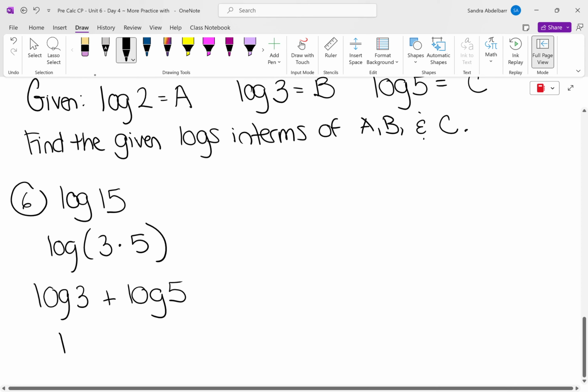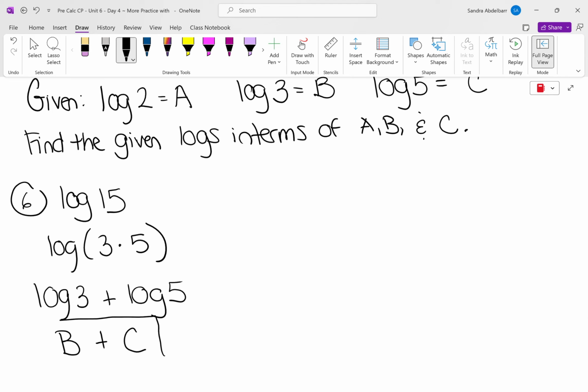So go back to our given. Log 3 we said was B, and log 5 is C. So what do we end up with? B plus C. So fun. What's the point of doing that? There's no point. It's fun. It's fun. Okay.